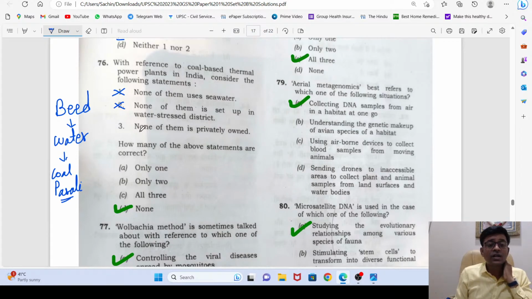So, second is wrong. None of them is privately owned. Wrong. There are many coal thermal power plants owned by Reliance. They are owned by Tata. They are owned by Adani Power as well. So all the three statements are incorrect. How many of the above statements are correct? Your answer is D, none.